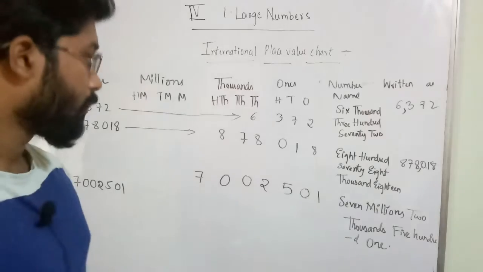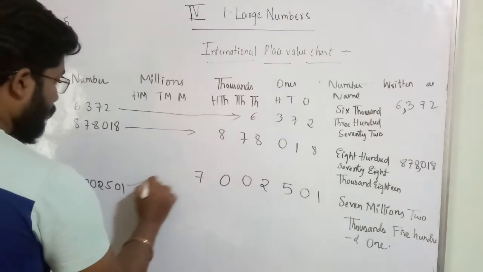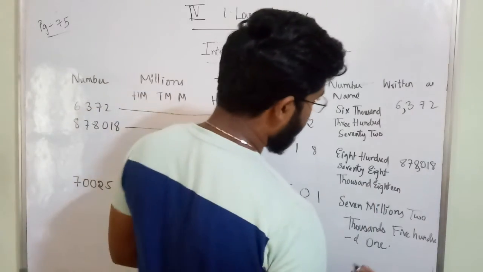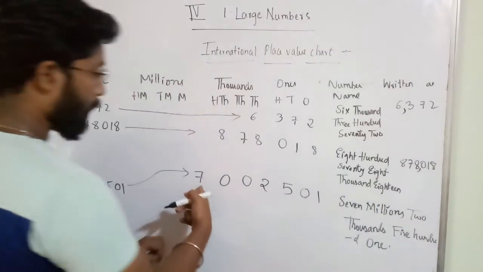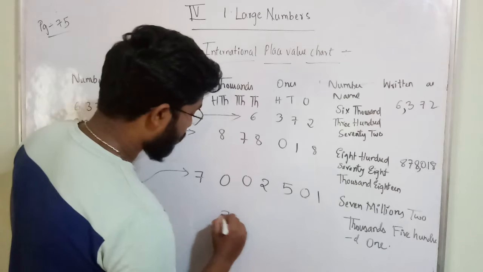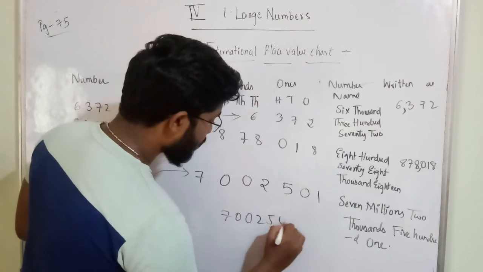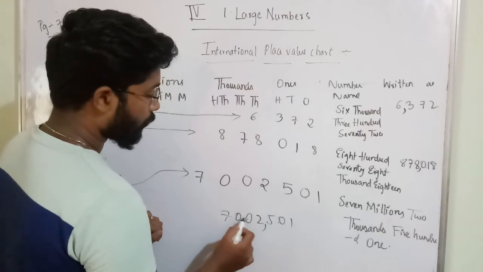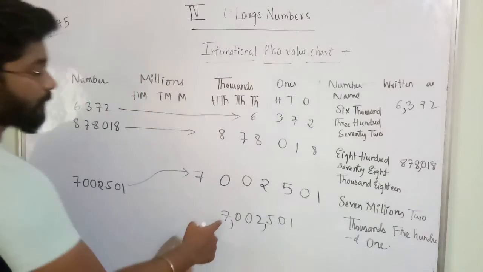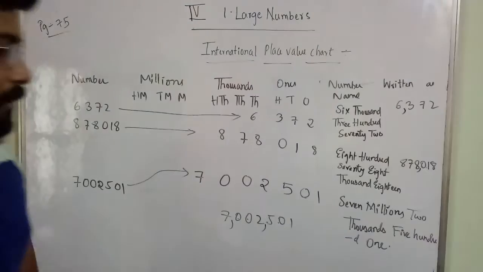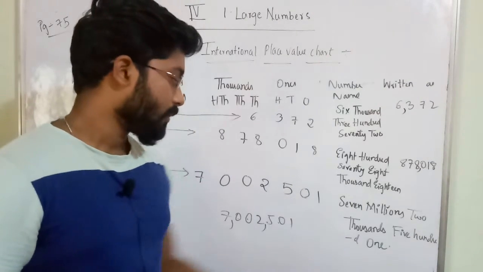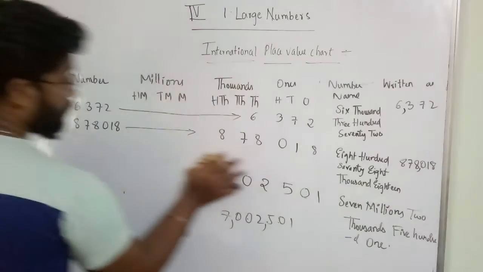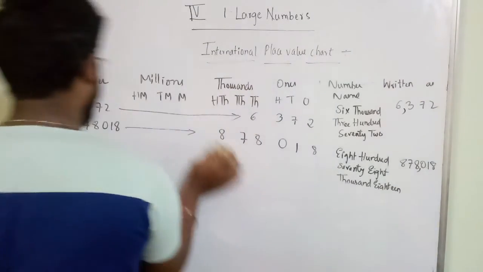70,02,501, okay. So this is the number name. How can it be written? I am writing this number. You have to write this in the International Place Value System: 1 2 3, after 3 digits a comma, 1 2 3, after 3 digits a comma. So 7,002,501. Like this you have to understand and write. Clear?